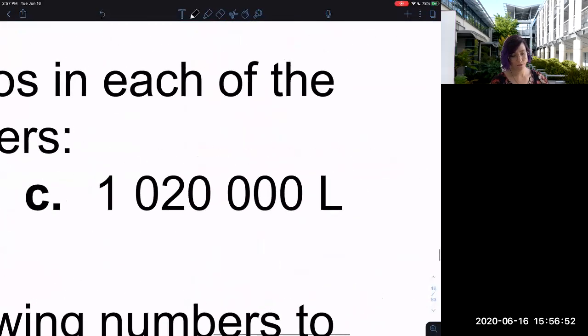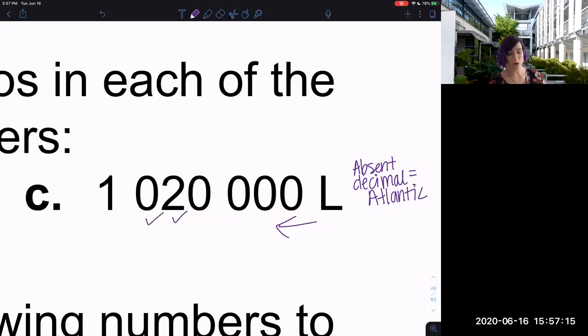Here we go. So I have no decimal. Decimal's absent. So absent decimal means Atlantic. So we're going to start on the left side of the number, work our way this way. My first non-zero is 2. And then keep going to the left. So this is 3 significant figures.